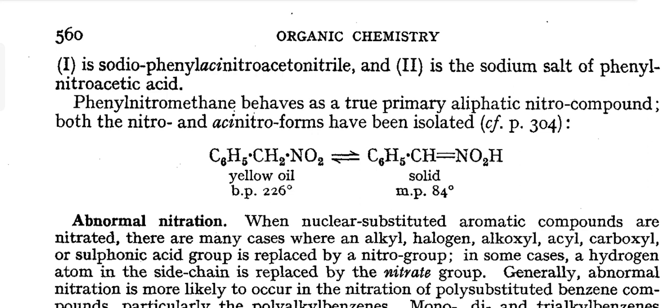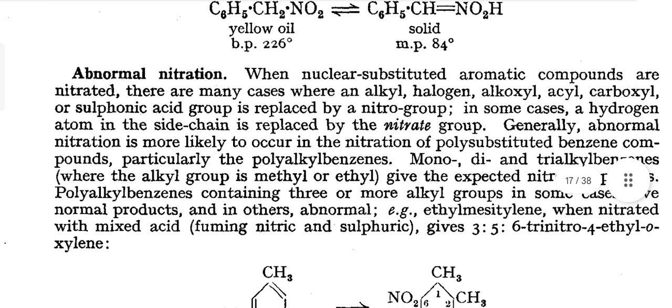Phenyl nitromethane behaves as a true primary aliphatic nitro compound. Both the nitro and the aci-nitro forms have been isolated. Abnormal nitration. When nuclear substituted aromatic compounds are nitrated, there are many cases where an alkyl, halogen, alkoxyl, acyl, carboxyl, or sulfonic acid group is replaced by a nitro group.